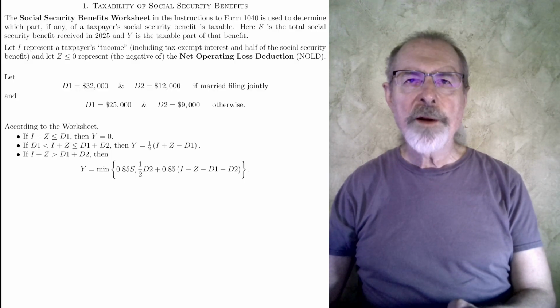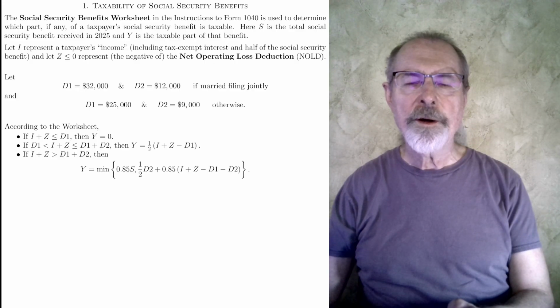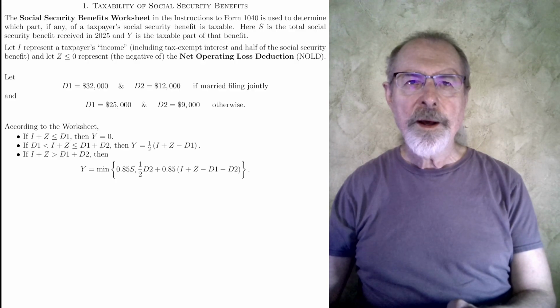The Social Security Benefits Worksheet in the instructions to Form 1040 and 1040-SR is used to determine which part, if any, of a taxpayer's Social Security benefit is taxable. So we'll use some variables here. S is the total Social Security benefit, and Y is the taxable part of this benefit. Let I be the modified adjusted gross income as determined by the Social Security Benefits Worksheet.